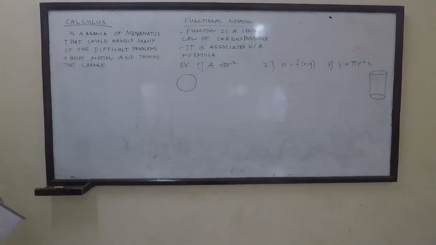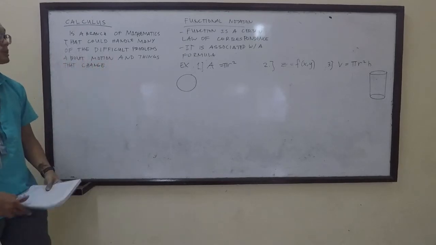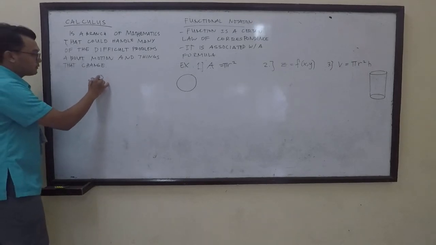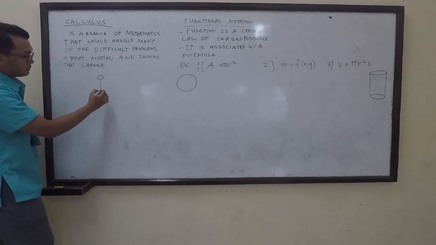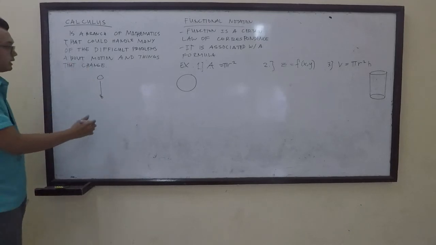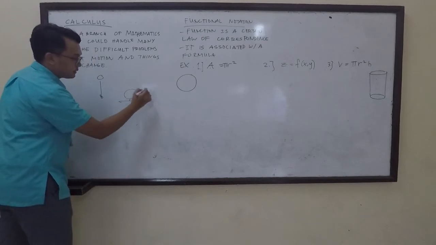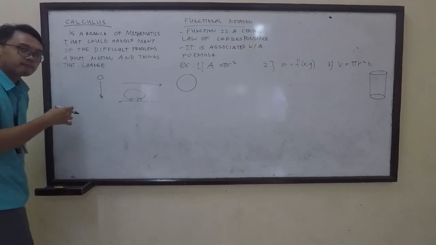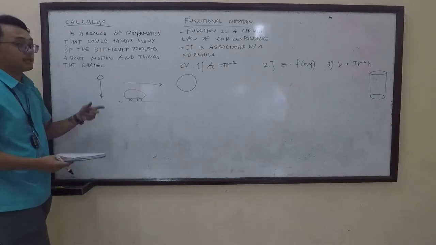So calculus is a branch of mathematics that can handle many of the difficult problems about motion and things that change. Some examples of that are free falling bodies, like, for example, a ball in free falling motion. So we can calculate the velocity, the speed, and the acceleration using calculus.